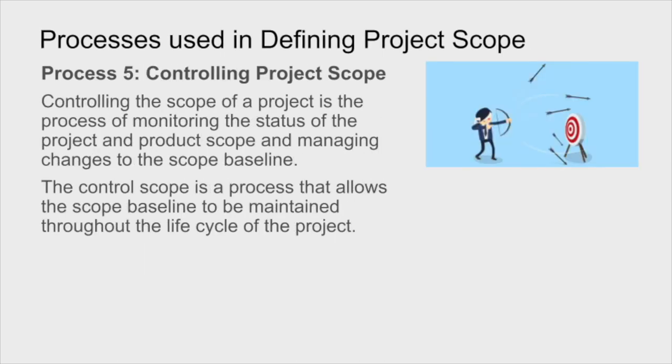As the project begins and moves along, we move into the fifth process, which is controlling the project scope. And effectively, that ensures that what we said we're going to do is actually what we're doing, and it keeps it within the bounds that everyone agreed to.